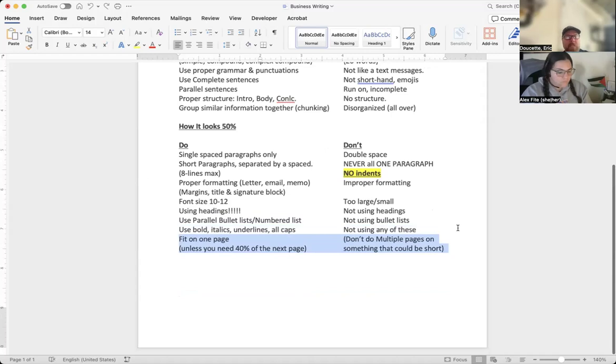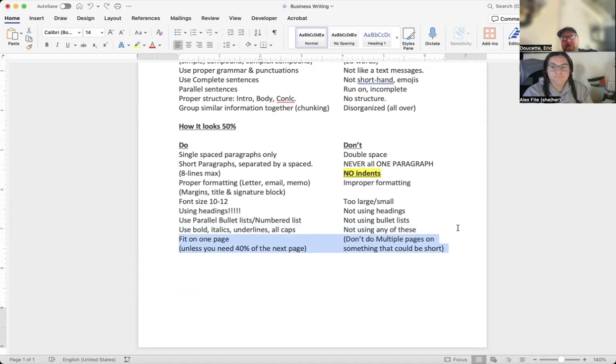My rule of thumb is, unless you need 40%, that may be a little stretch, maybe 25% of the next page, then you should fit it on one page. If you can use 25% or 40% of the next page, then make it 2. But if you can't, and you can edit it down, get it on 1. That's the goal.